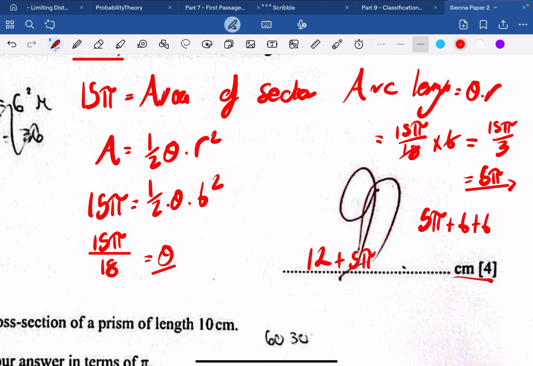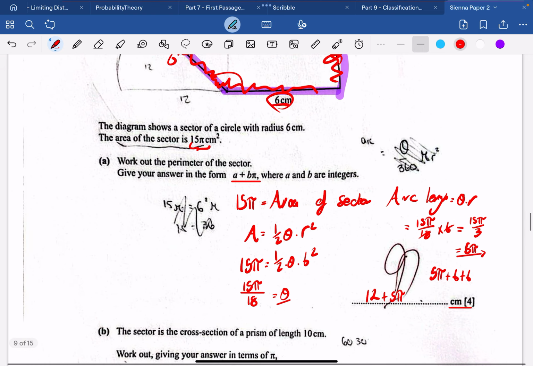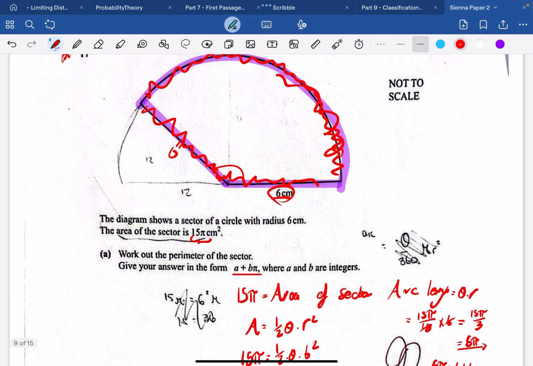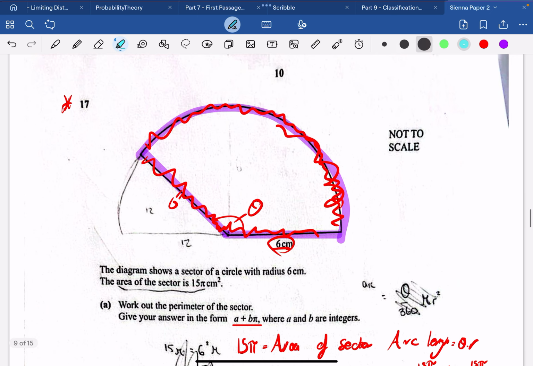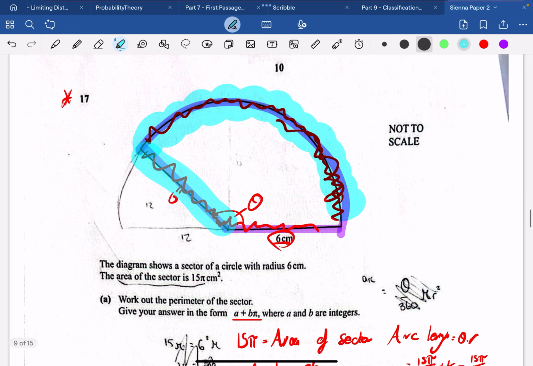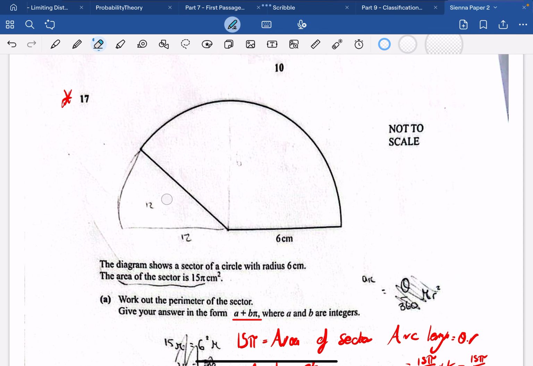12 plus 5 pi. Brilliant. So all we needed to do was find this angle, theta, which we could get from the area they gave us, and then needed to get the perimeter of the, I'm just going to call it the curved line. So this is called the arc length. So we worked out the arc length and then just added the two radii to get the perimeter of the shape.